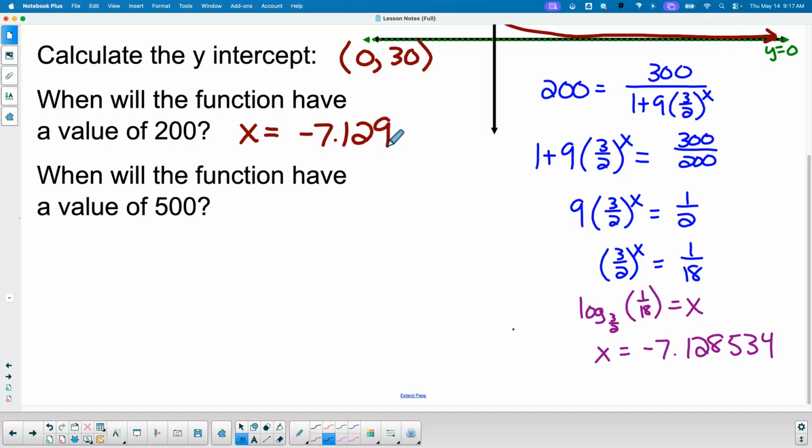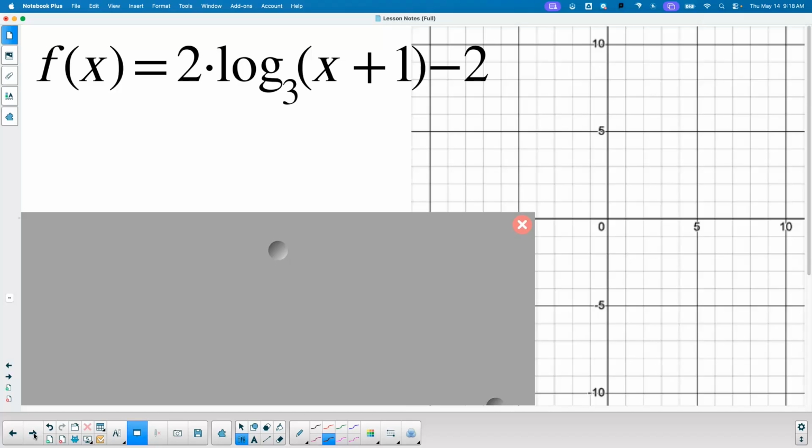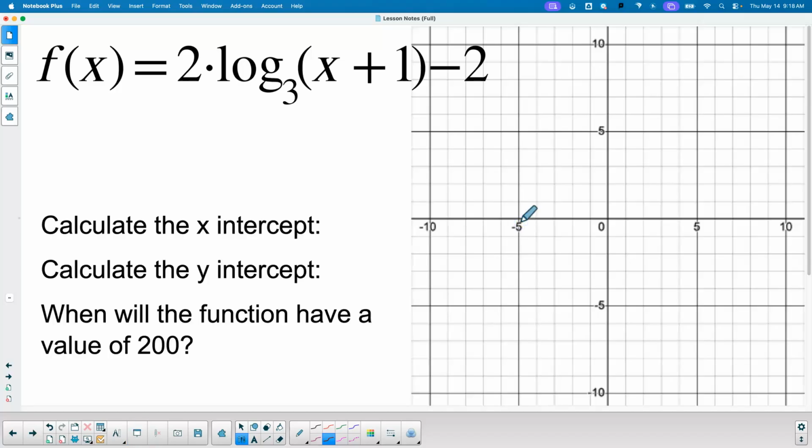When will the function have a value of 500? Why not? Above the limit to growth. Okay. Yep. The limit to growth is 300, so it will never have a value of 500. Questions on that one? Try this one.